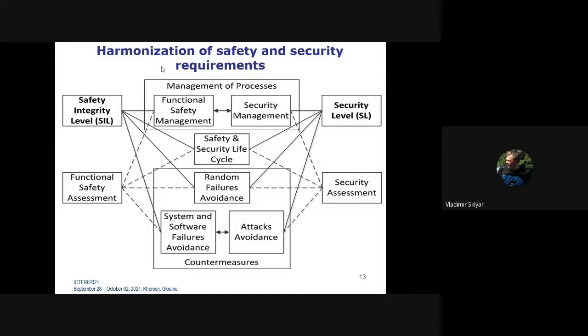Firstly, we have requirements to management of process. It can be functional safety management or security management in accordance with the ISO 27000 series of standards. After that, we have requirements to the safety and security life cycle. In fact, this is one life cycle which is based on the combined set of safety and security requirements. And after that, we need to implement countermeasures against failures. These failures can be random, caused by physical hardware failures, and they can be systematic because of mistakes during design of the system or software. And of course, we have attacks, and attack resilience should also be specified and implemented in such kinds of systems.